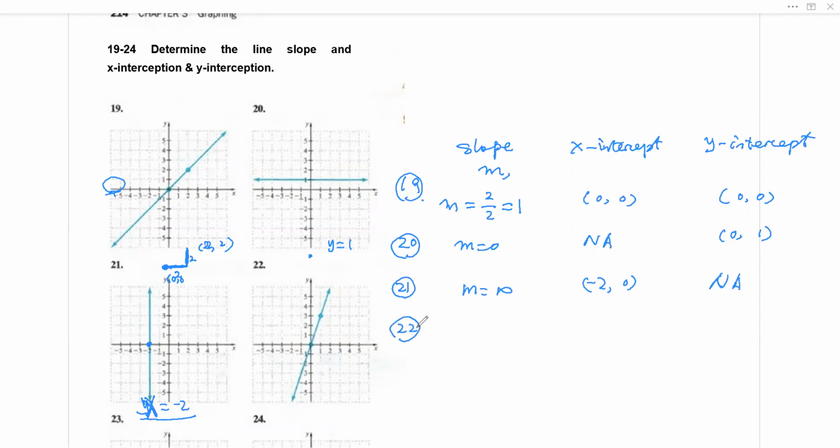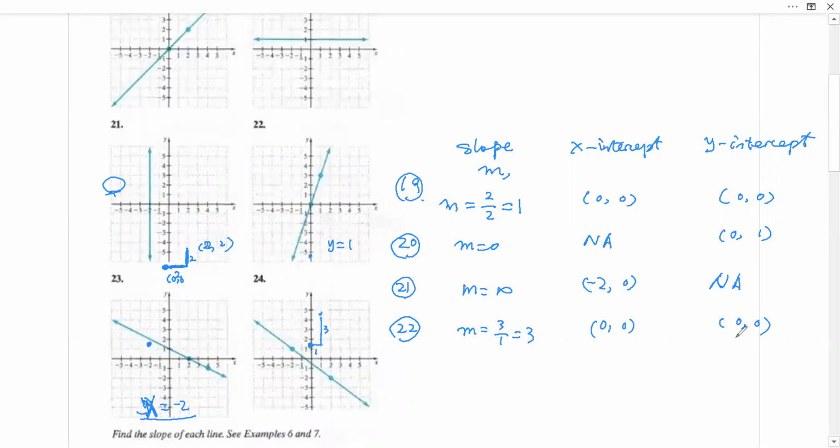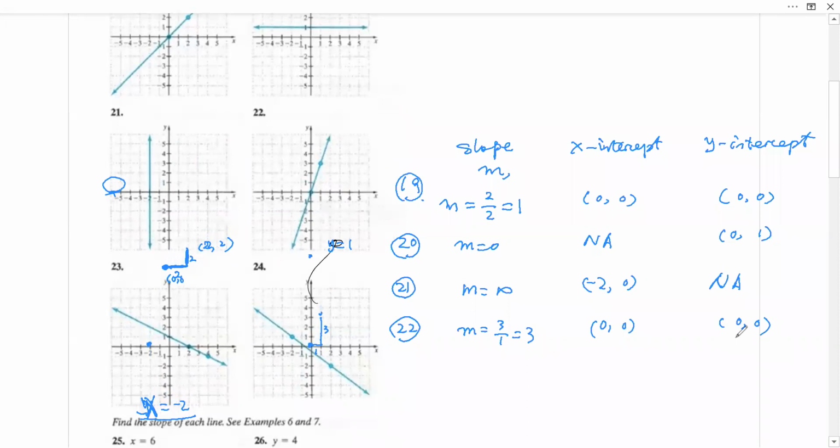Let's see 22. For this line, you can see these two dots. They move 1 unit, and this goes up 3 units, right? So the slope is 3 over 1, which equals 3. The x-intercept is right here. They cross at 0, 0. The y-intercept is also 0, 0, right? All right, let's move down a little bit more.